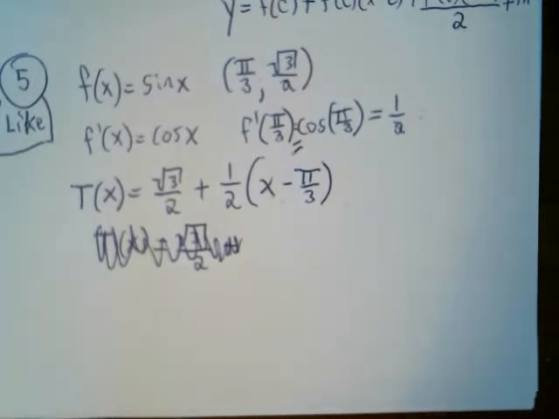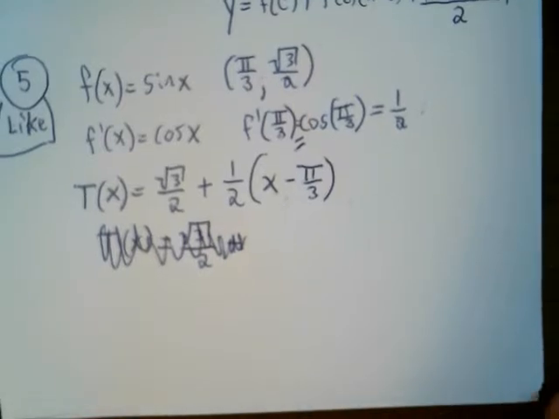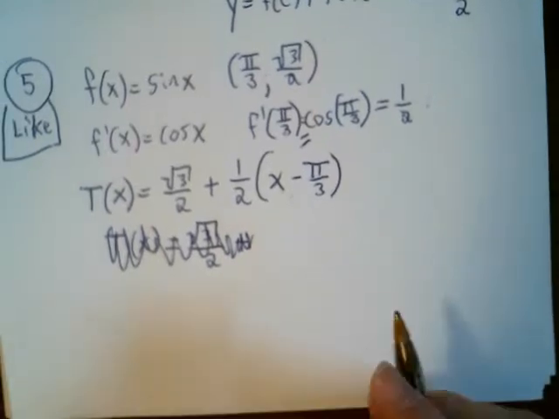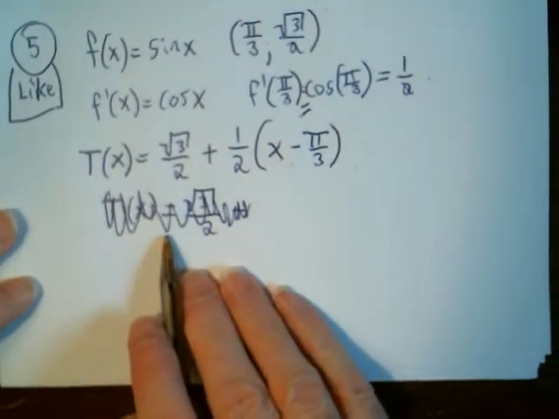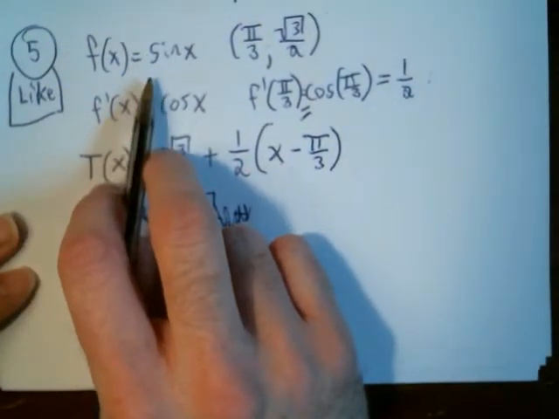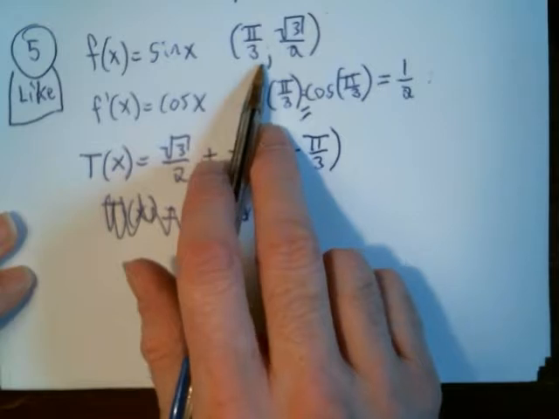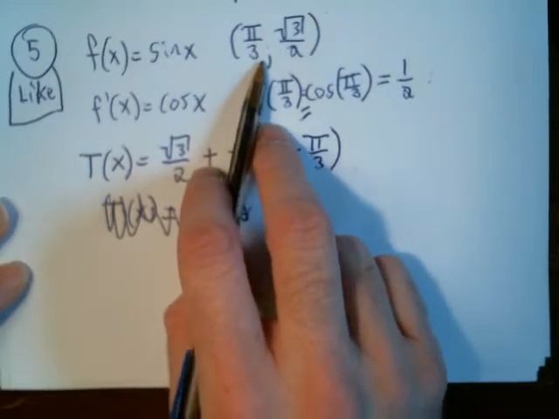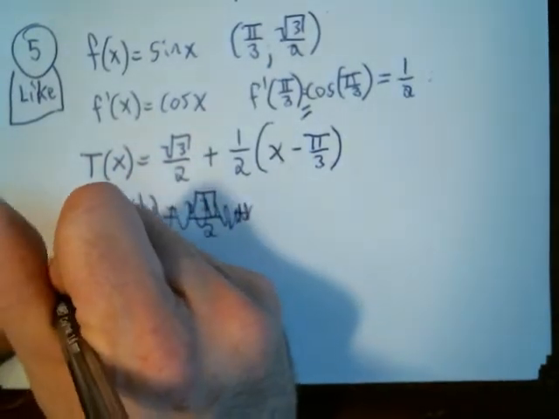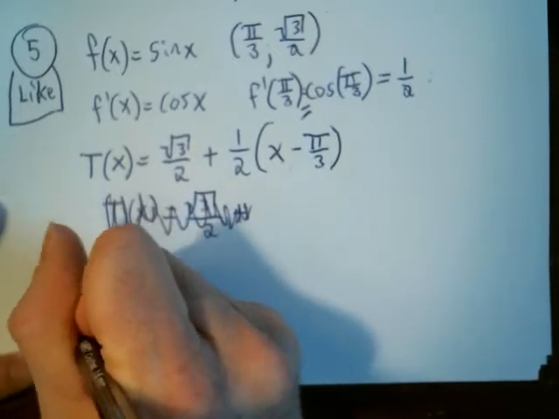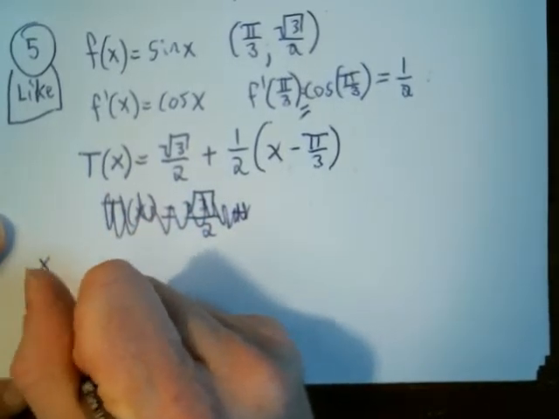Okay, we want to sort of compare the tangent line approximation to the actual values of the function in a small interval around pi over 3. So we'll make a chart. So x, f of x, and then t of x.